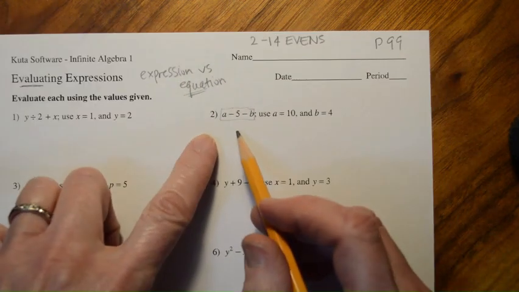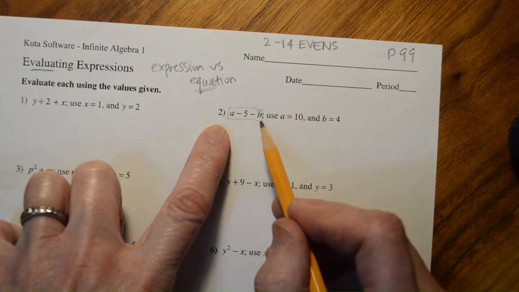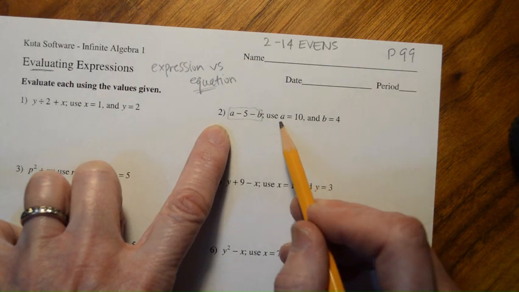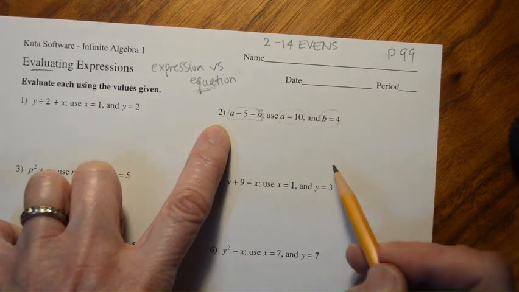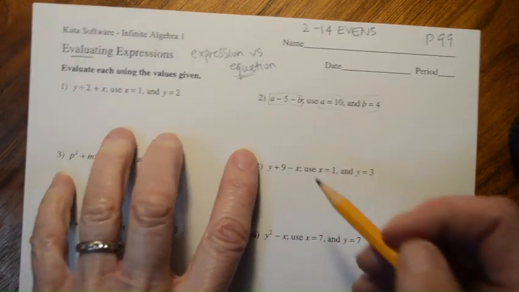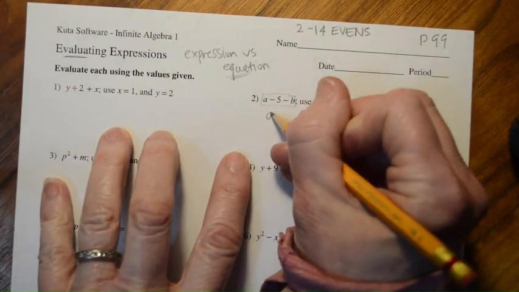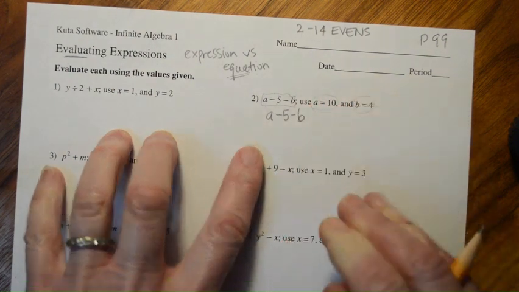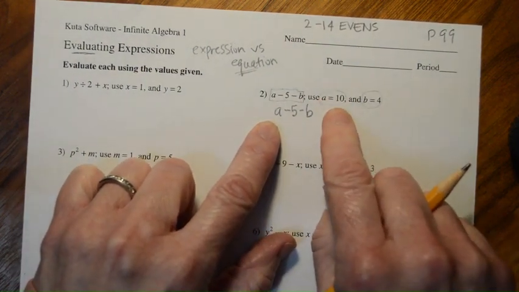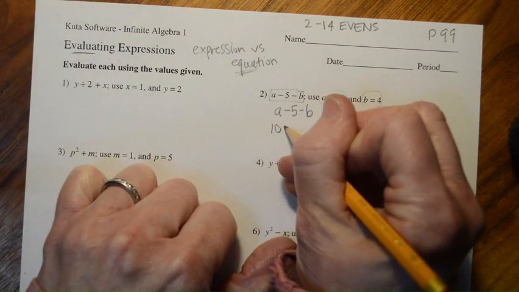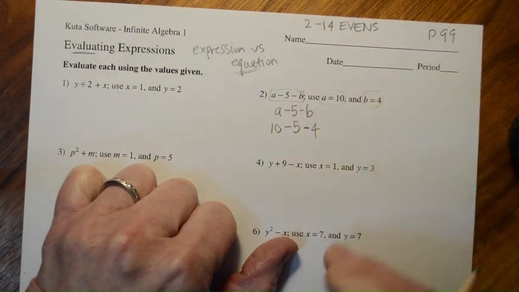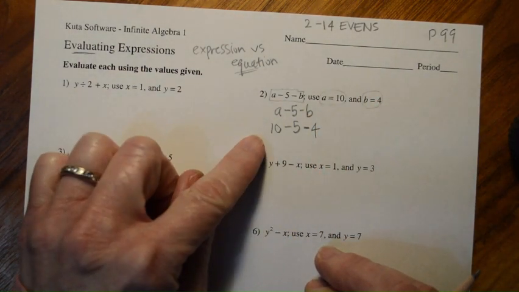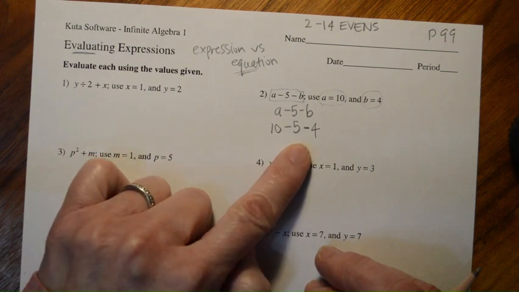All right. So as we look at problem 2, it's telling us what the expression is, a minus 5 minus b, and then it's saying, hey, use a equals 10 in this problem and b equals 4. So we're going to write our expression, a minus 5 minus b, but then when we get to a, we're going to replace it with 10. So this is 10 minus 5, and then when we get to b, we're going to fill it in with 4. And then we're going to use order of operations to simplify this.